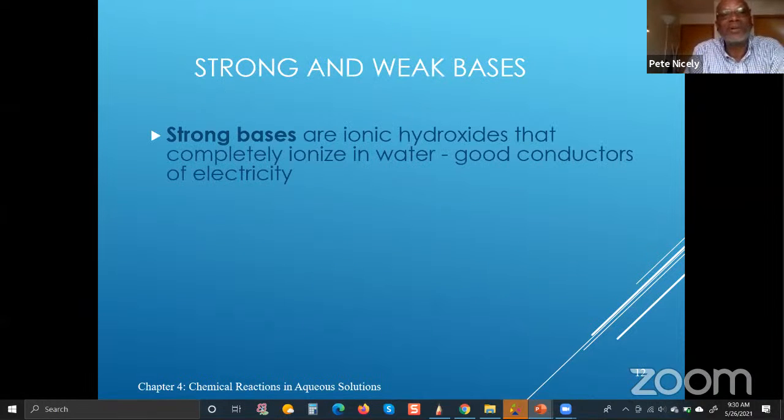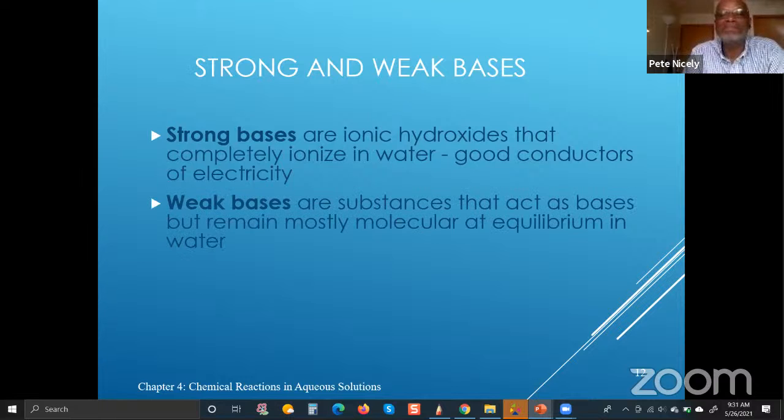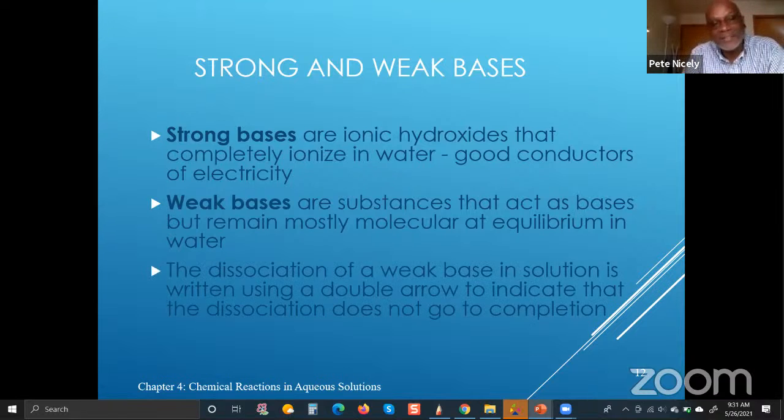Okay, so let's talk about bases, strong and weak. And again, it's the same concept that applies. Basically, strong bases are fundamentally ionic hydroxides that will undergo complete dissociation in water. And again, because of that, they are good conductors of electricity. Weak bases, on the other hand, do not produce as much in the way of ions, and therefore, as a result, do not conduct electricity as well. And again, we use a double arrow symbolism to indicate, in the case of weak bases, that the dissociation is weak. A good example of a weak base is ammonia, right?